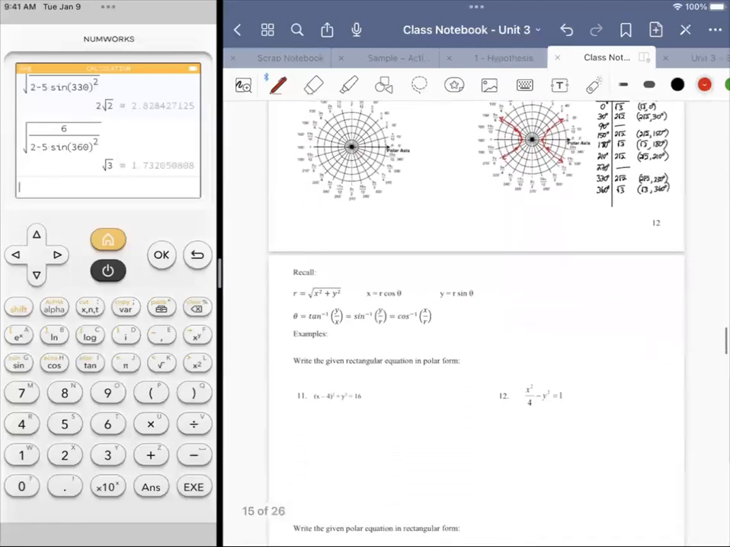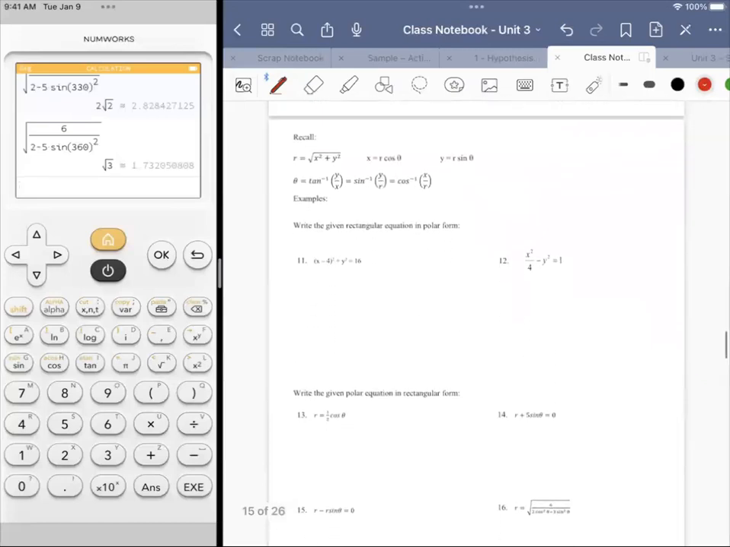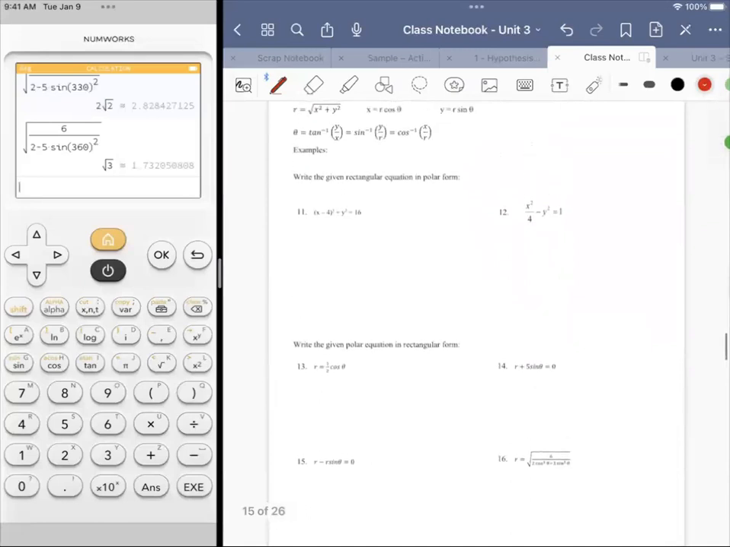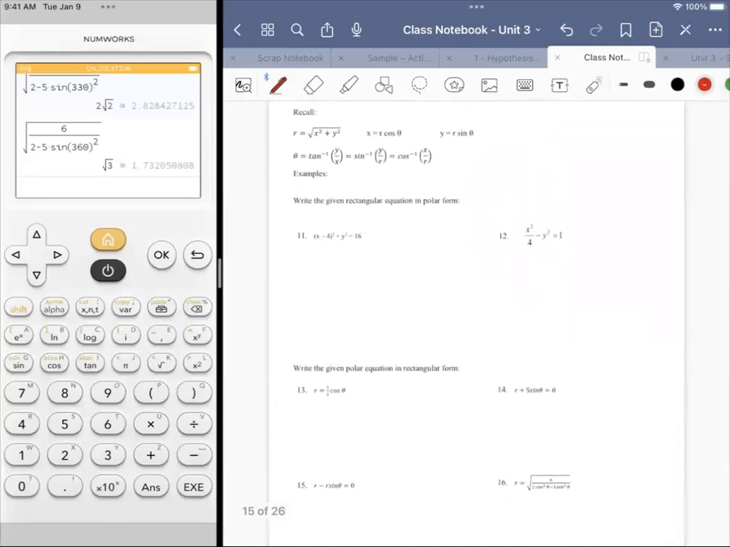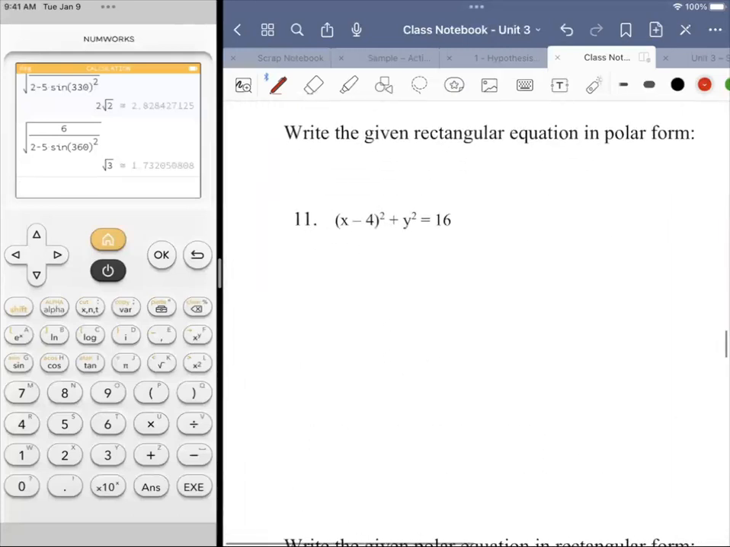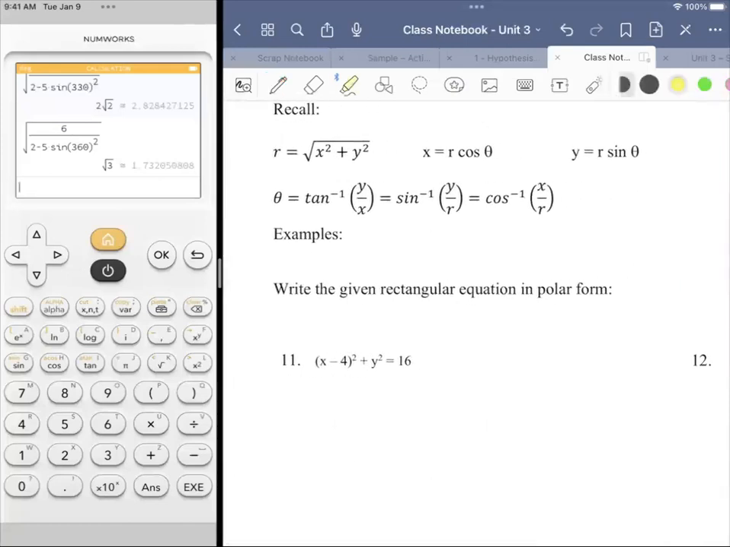We do want to get to a point where we could actually convert back and forth between the two. So looking at page 13, I have the recalls at the top. I mean, we only just learned about them in the beginning of this class, so not really too far back to recall. But these are the formulas that you would use to convert not just coordinates, but also entire equations from one system to another. So, looking at number 11, x is equal to r cosine theta. So I'm going to replace every x with an r cosine theta. y is equivalent to r sine theta. So I'm going to replace every y with an r sine theta.